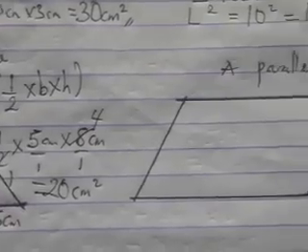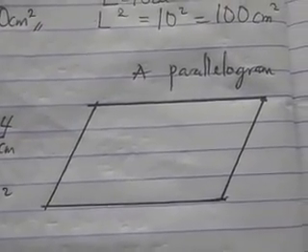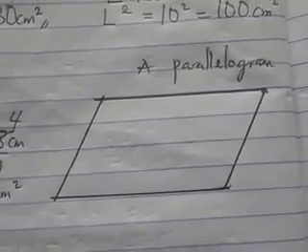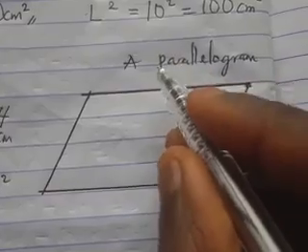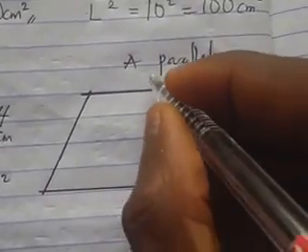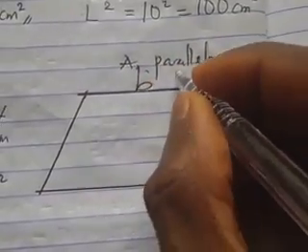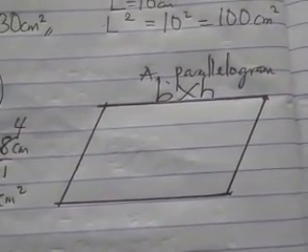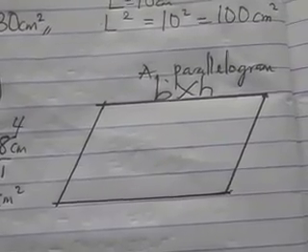Let's go to the next one, which is called a parallelogram. Now, what is the area for finding a parallelogram? Area of a parallelogram is simply B times H. What is B? Base. What is H? Height. It's called the base times the height.